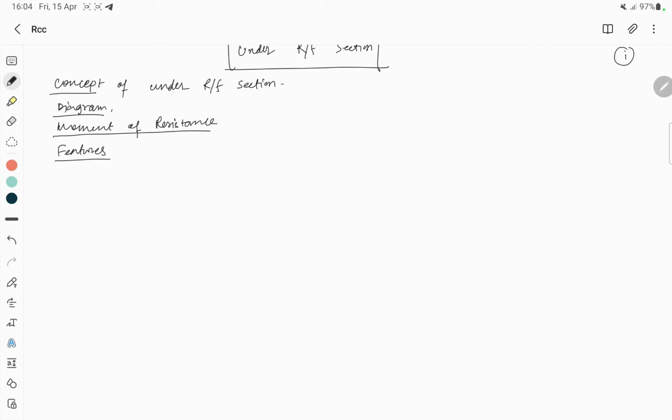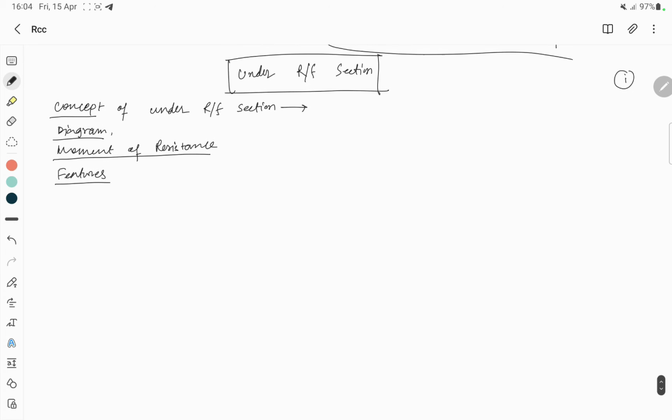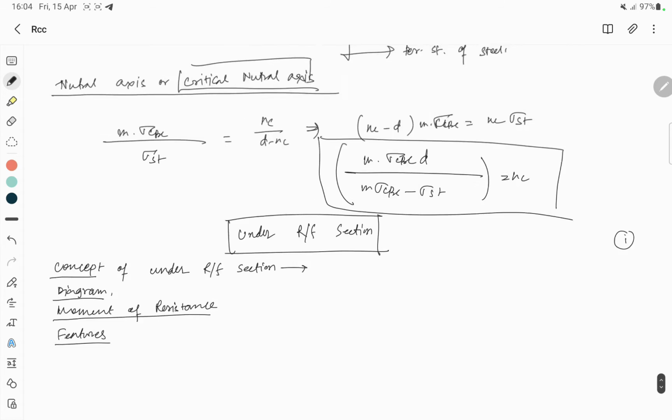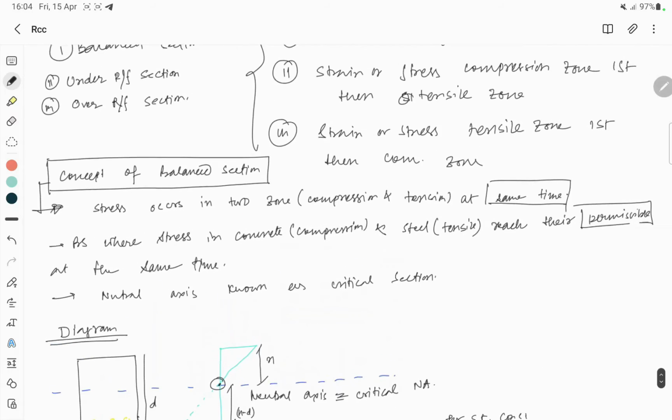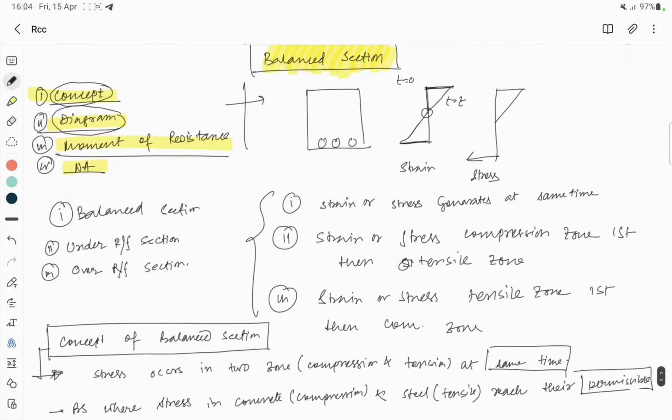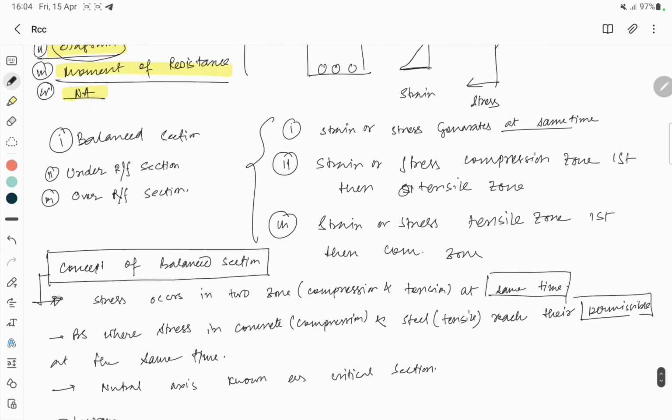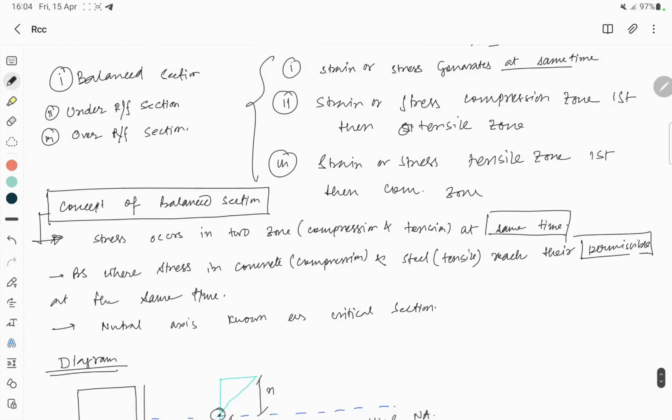First we talk about the concept. Before jumping to the concept, I told in the last video that strain or stress generates at the same time. And there is a case: strain or stress in the compression zone first, then the tensile zone; or strain or stress in the tensile zone first, then the compression zone.